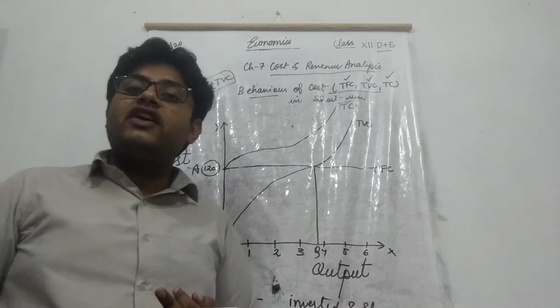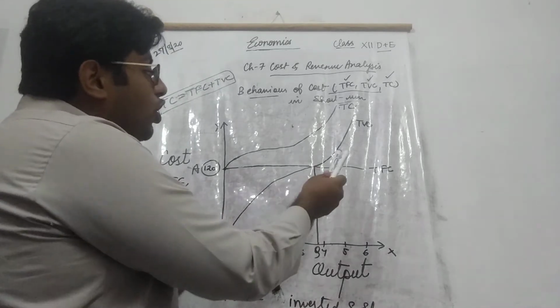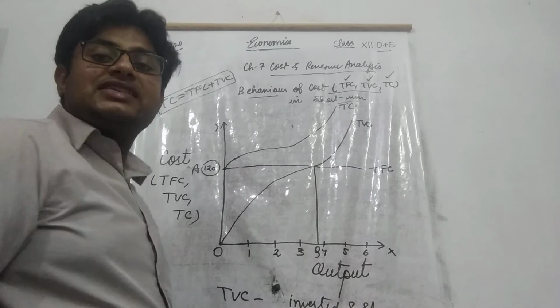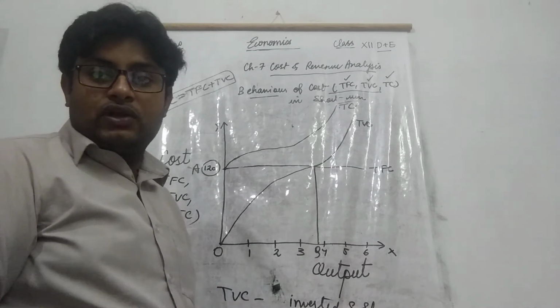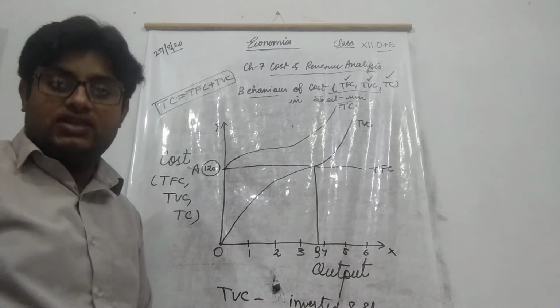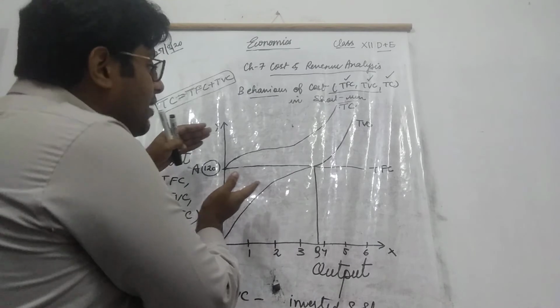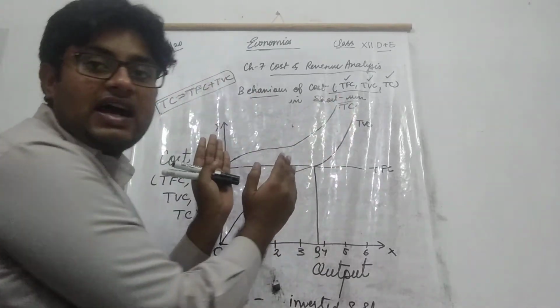Now coming to the 5th question, why the slopes of TVC and TC seem to be equal. Why TC and TVC lie parallel to each other. You can see with the help of this diagram that the shapes of TVC and TC are the same.